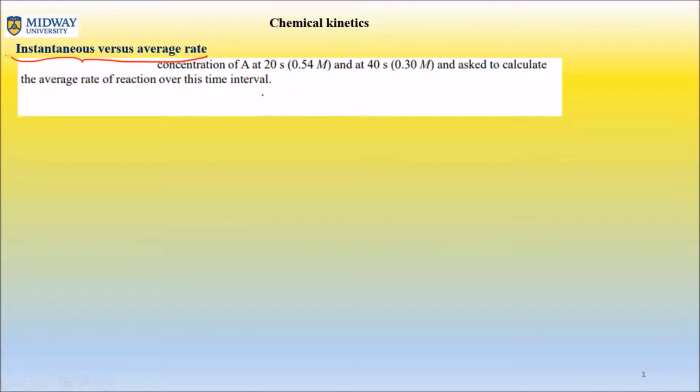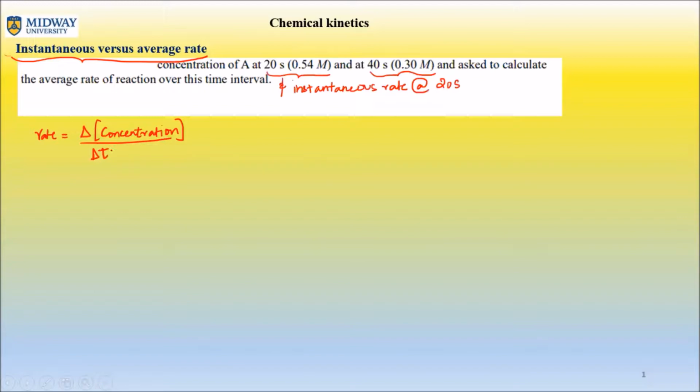The first one is, say the concentration of a species at 20 seconds is this, and at 40 seconds is this, and you're asked to find the average rate, and I'm also going to ask for an instantaneous rate at, say, 20 seconds. Okay, average rate is basically, rate is nothing but change in concentration over change in time.